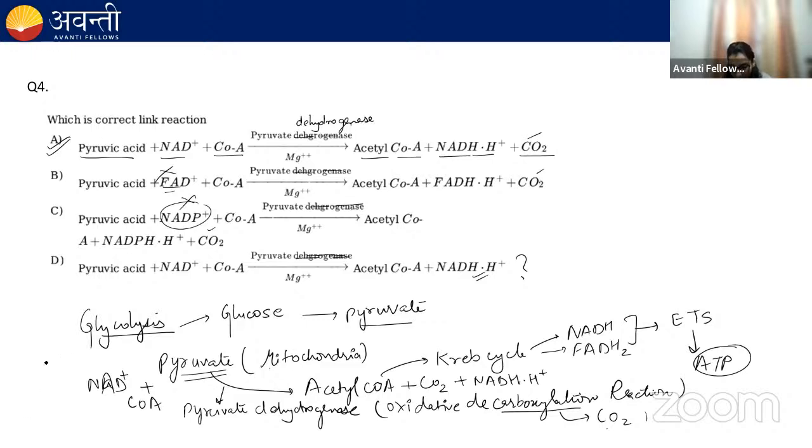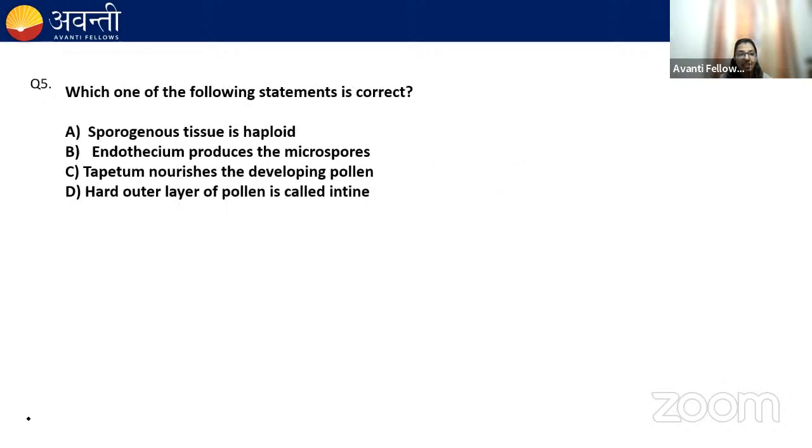Okay. Now move to the next one. Which one of the following statements is correct? A: Sporogenous tissue is haploid. B: Endothecium produces the microspore. C: Tapetum nourishes the developing pollen. D: Hard outer layer of pollen is called intine. What do you think? What will be the correct statement?